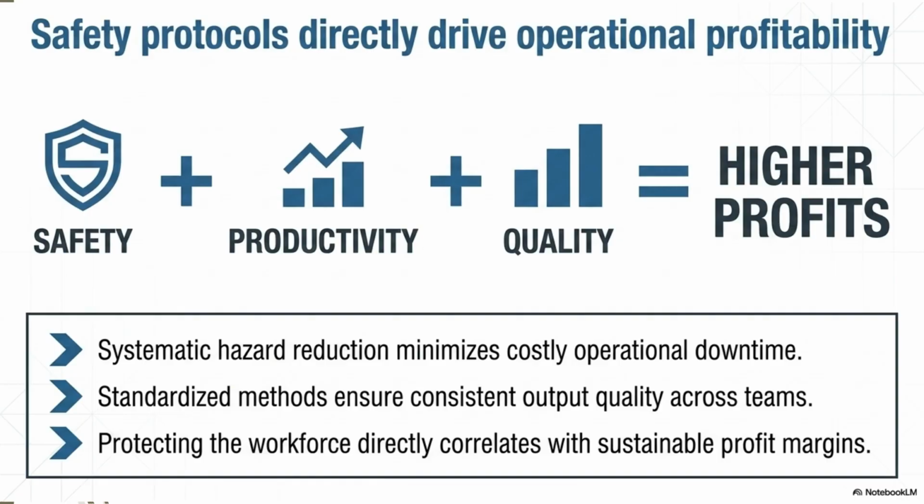Systematic hazard reduction directly minimizes costly operational downtime caused by accidents or equipment failures. Standardized job methods guarantee consistent quality across all field operations. Ultimately, prioritizing worker protection isn't just an ethical responsibility. It directly correlates with sustained financial margins and long-term business resilience.